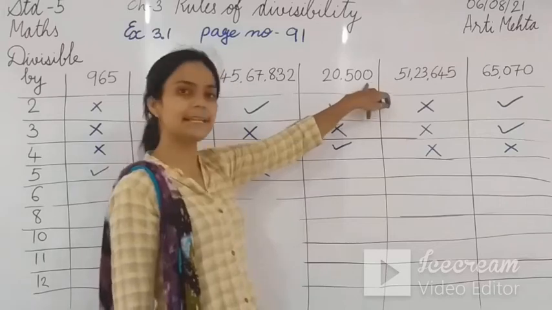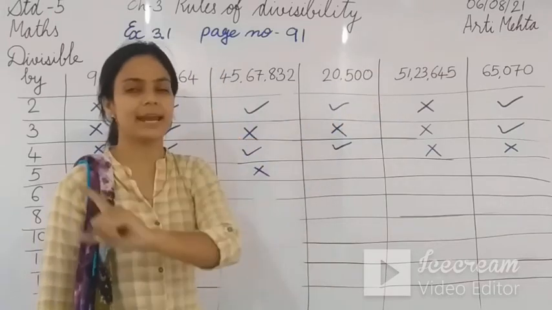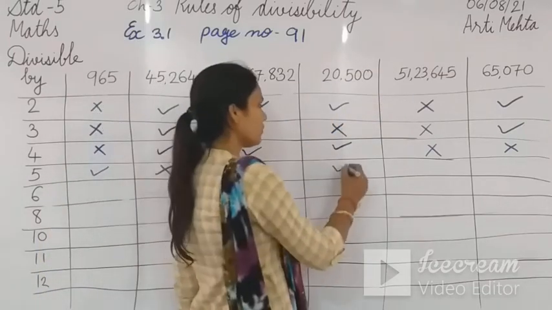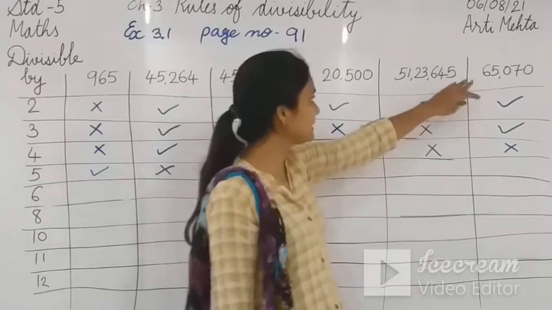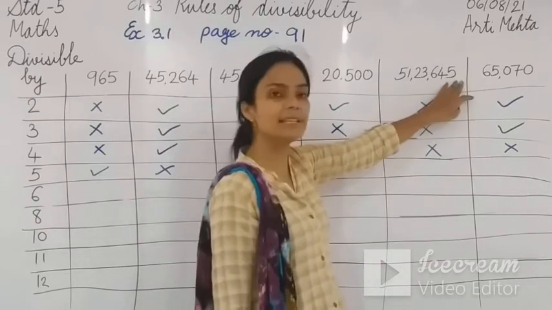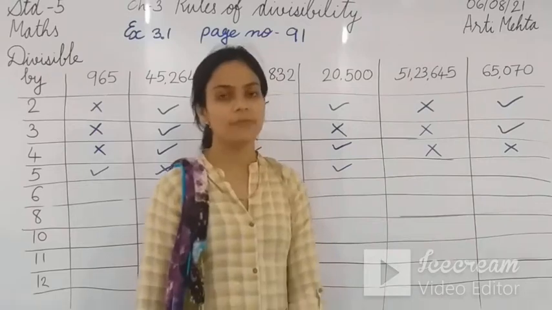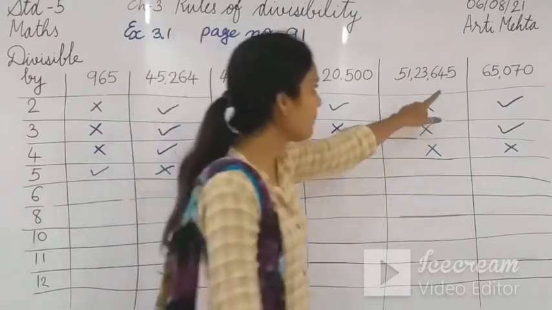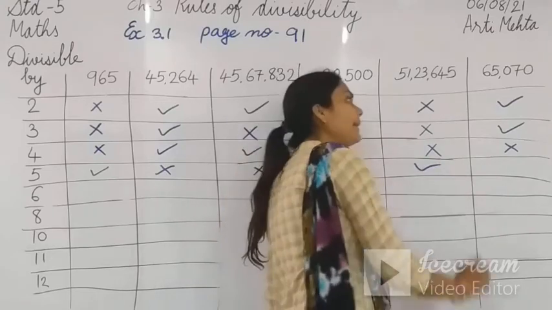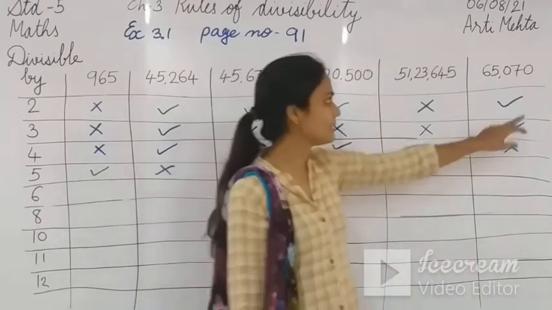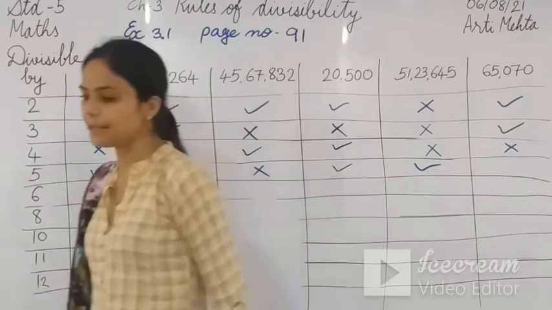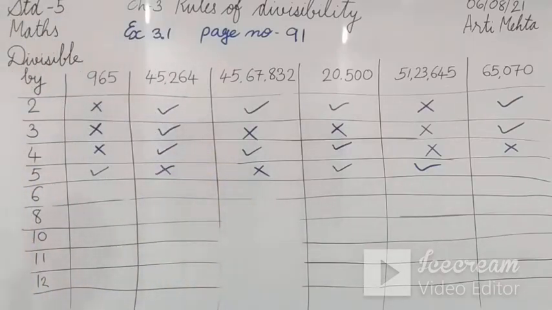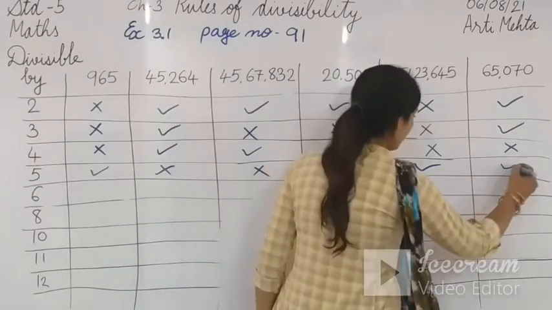Here in the 1's place there is 0, so easily we can divide by 5. Okay, so here see this 5 is there. In the 1's place there is 5. If the 1's place is 0 or 5, यहाँ पे 5 है, so we can divide by 5. Okay, now last here is 0 in the 1's place, so we can divide by 5. Understood?